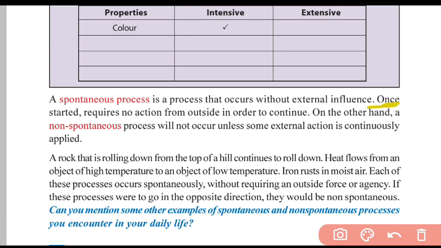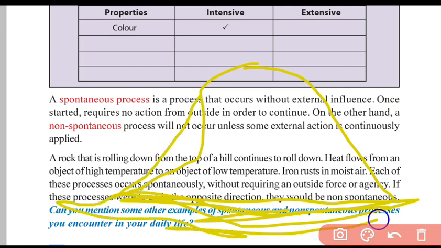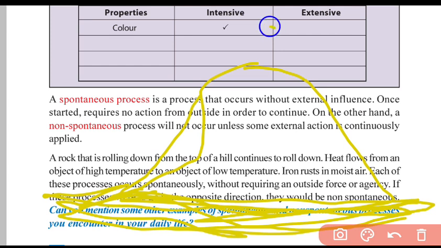Once it occurs, after that, whether little or large, that force is at the start, not continuous. Take it as a mountain. Take it as a stone.